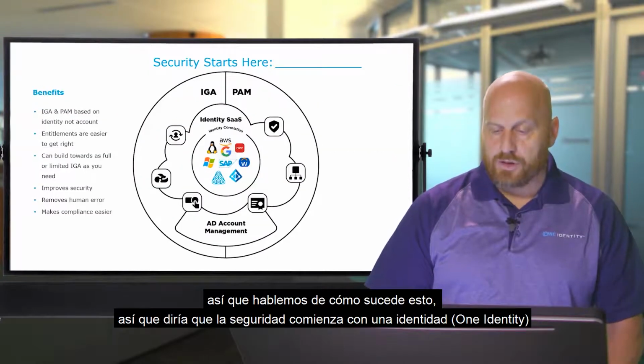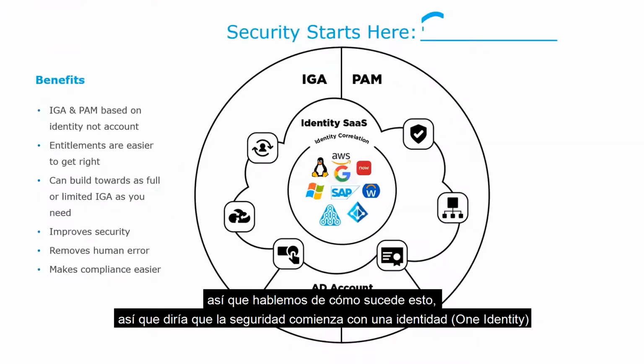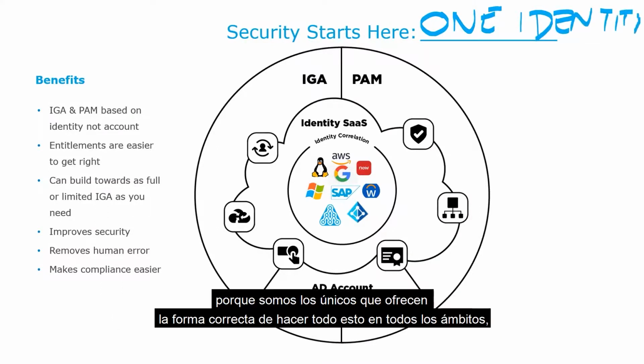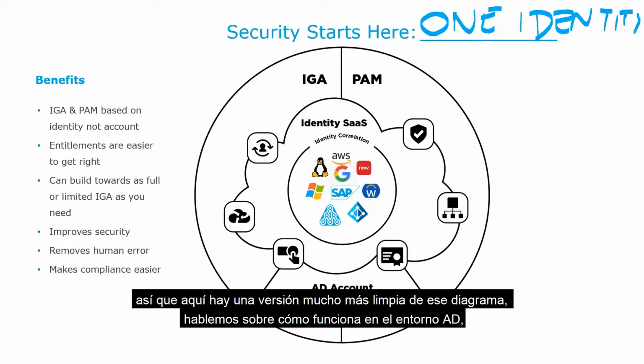So let's talk about how this actually happens. So I would say security starts with one identity, because we're the only vendor that offers the correct way to do all this stuff across the board. So here's a much cleaner version of that diagram. Let's talk about how it works in the AD environment.